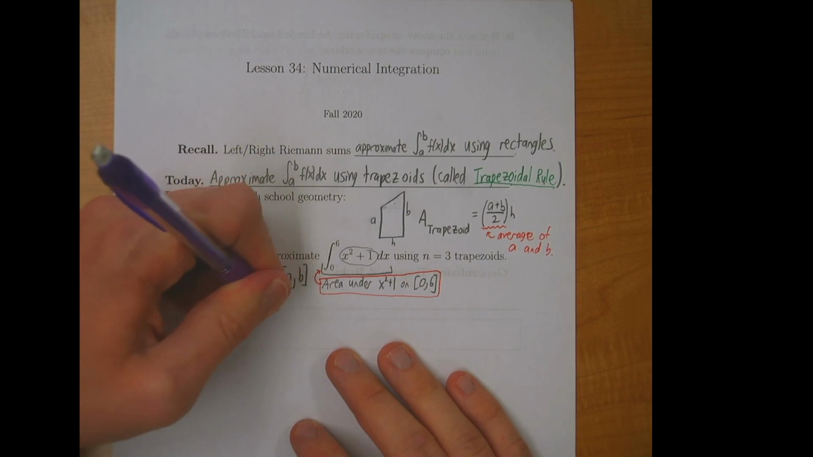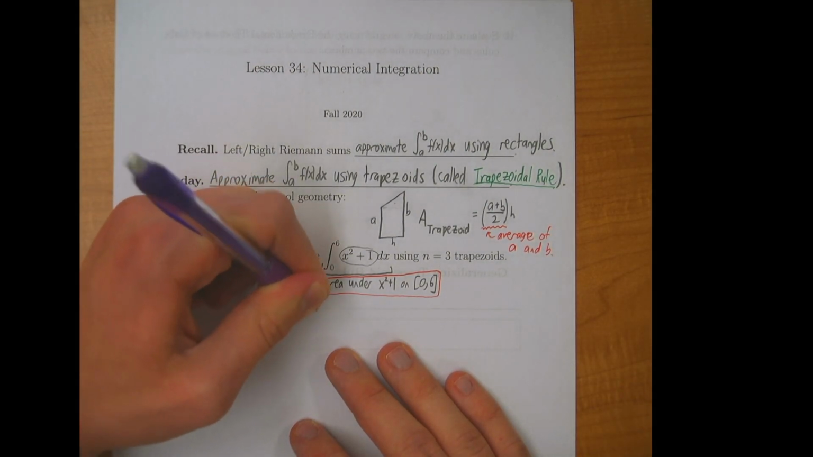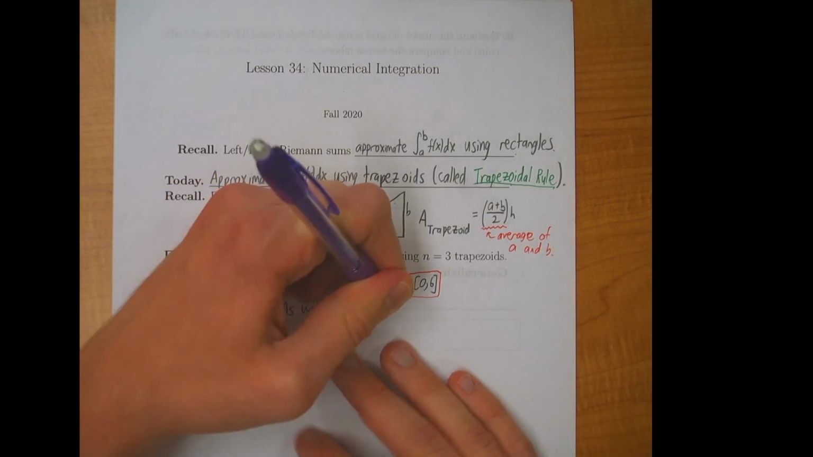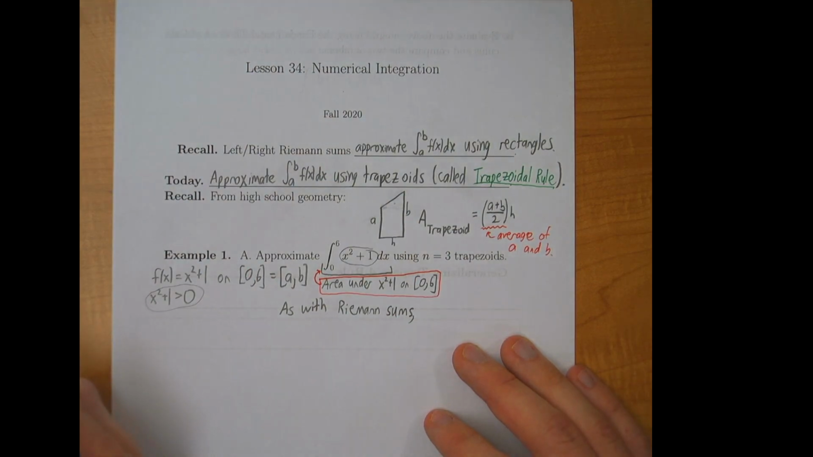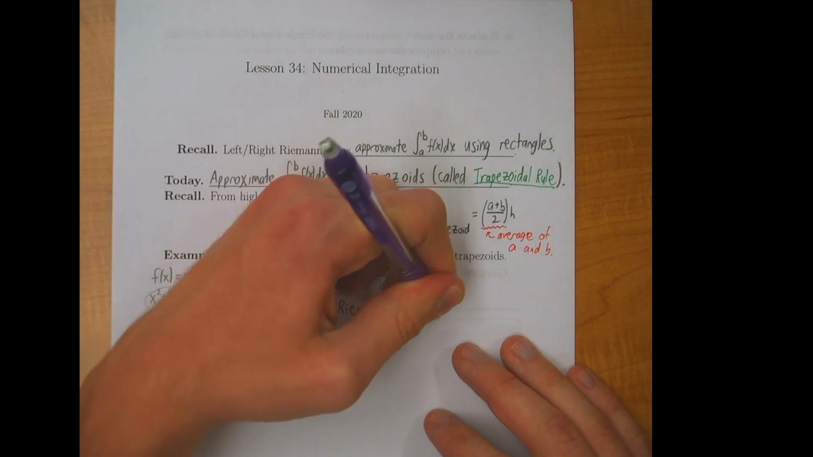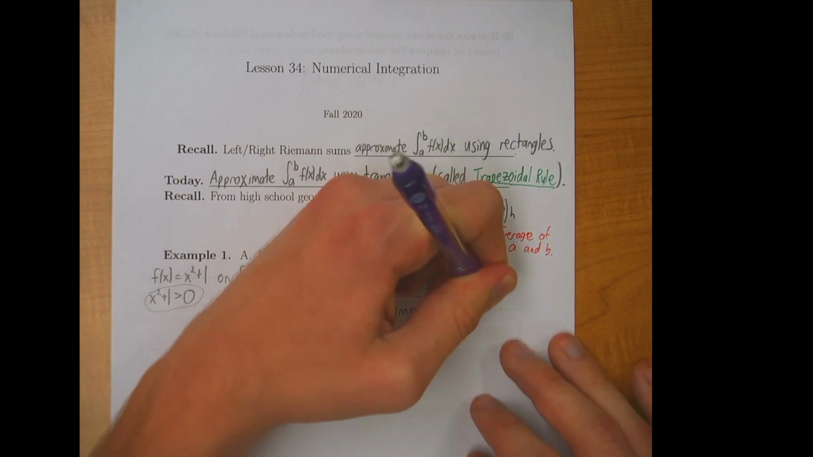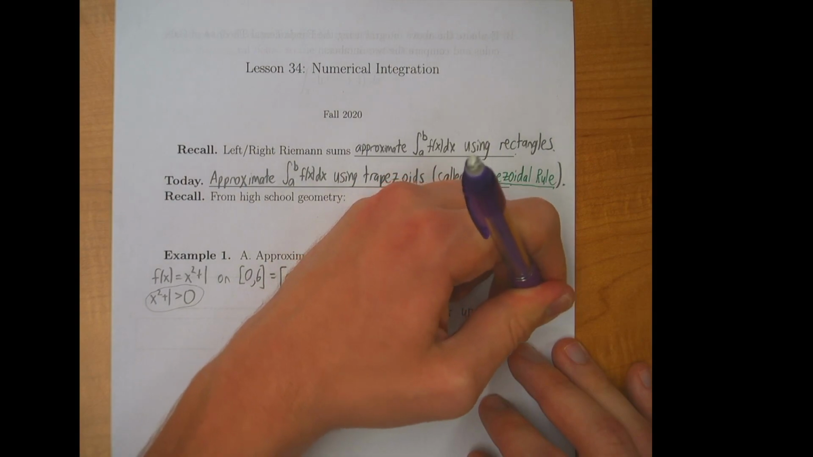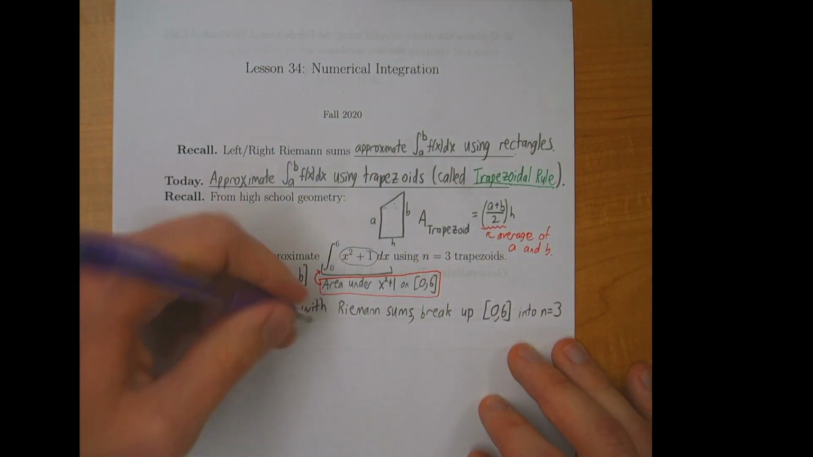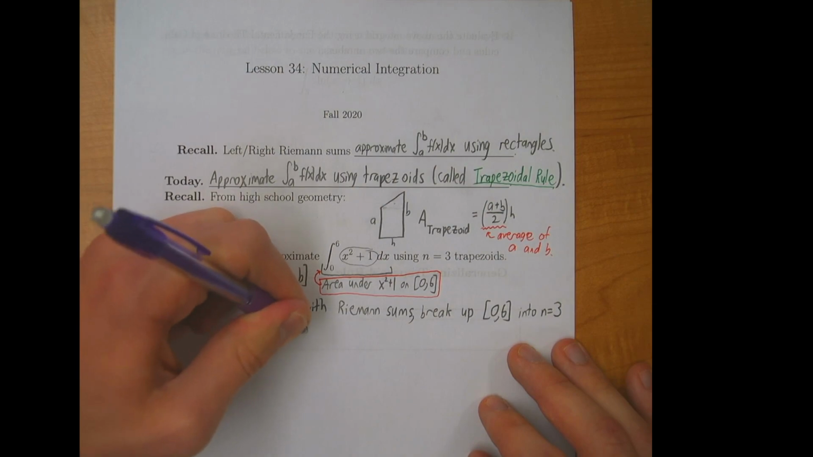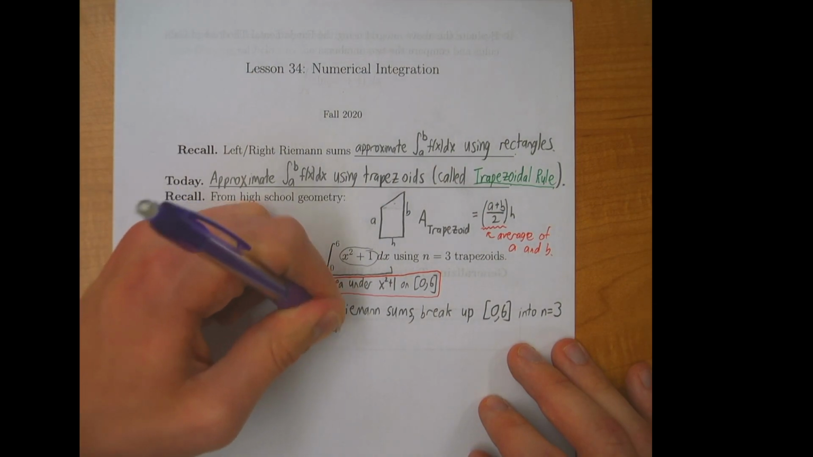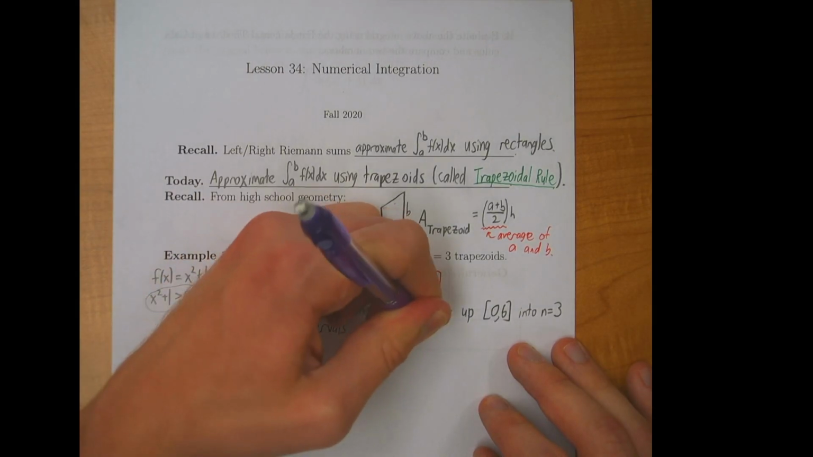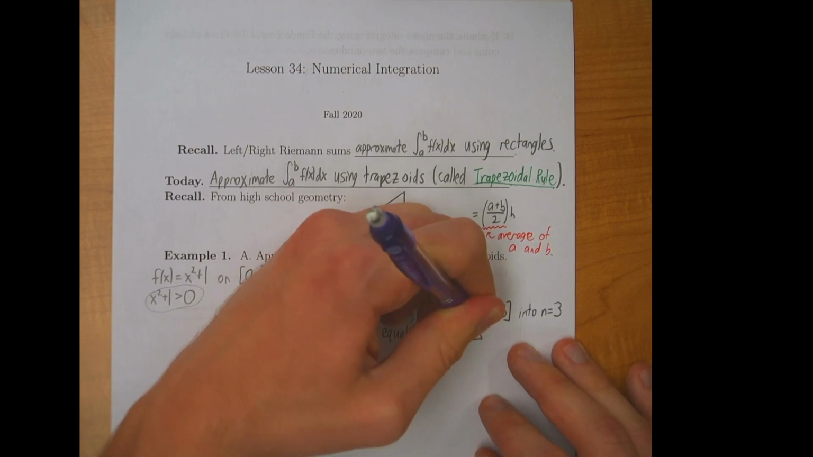So as with Riemann sums, we're going to have to break up our interval, in this case 0 to 6, into n equals 3 subintervals of equal length, which we will again denote by delta x.